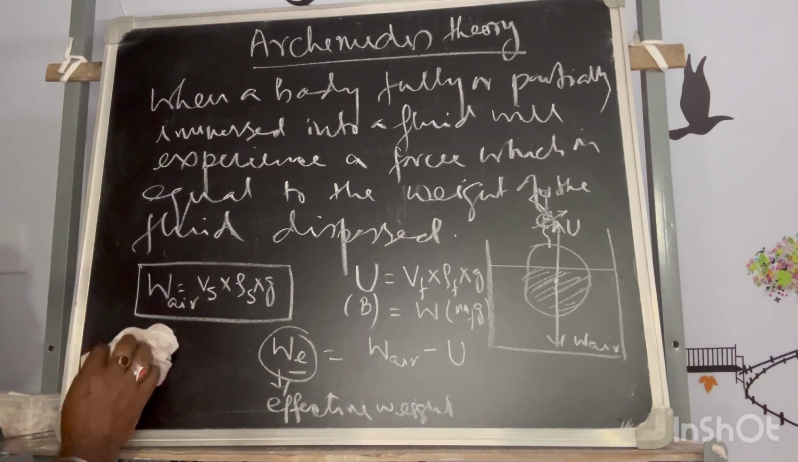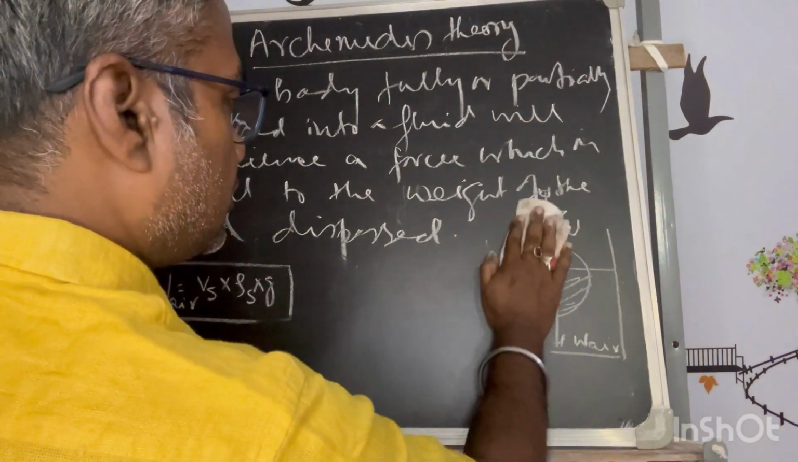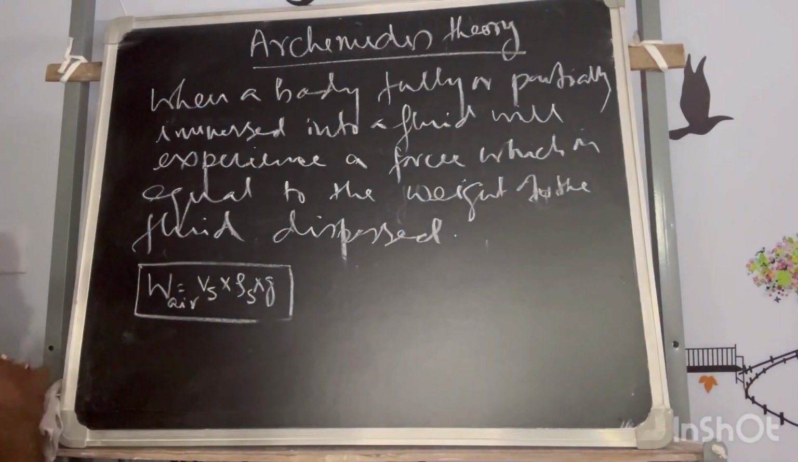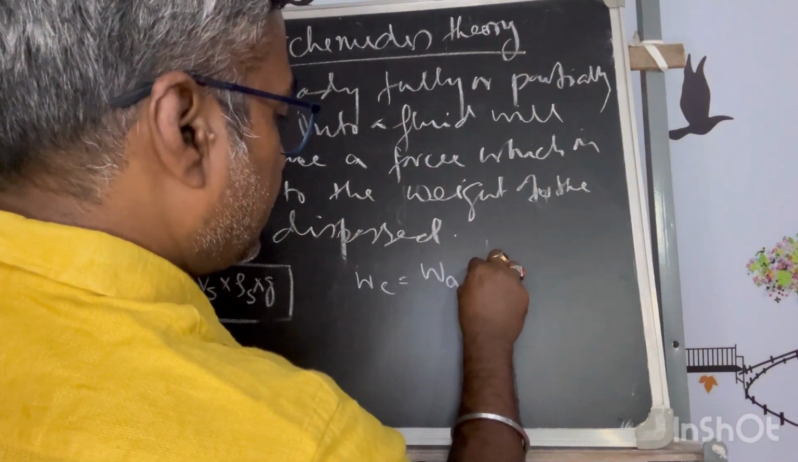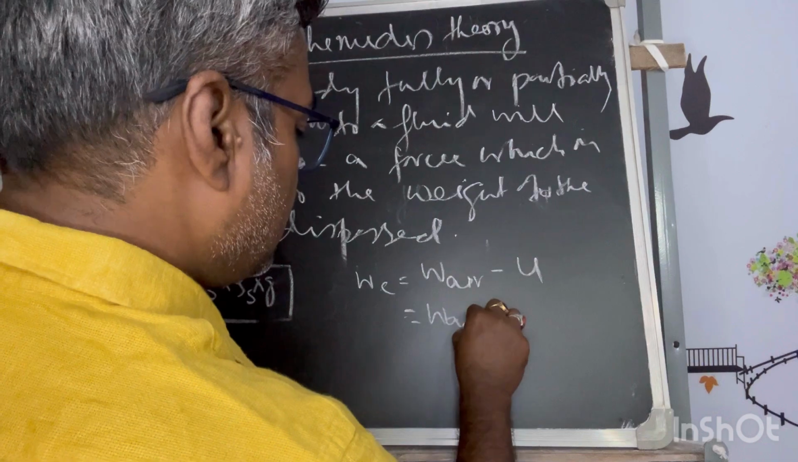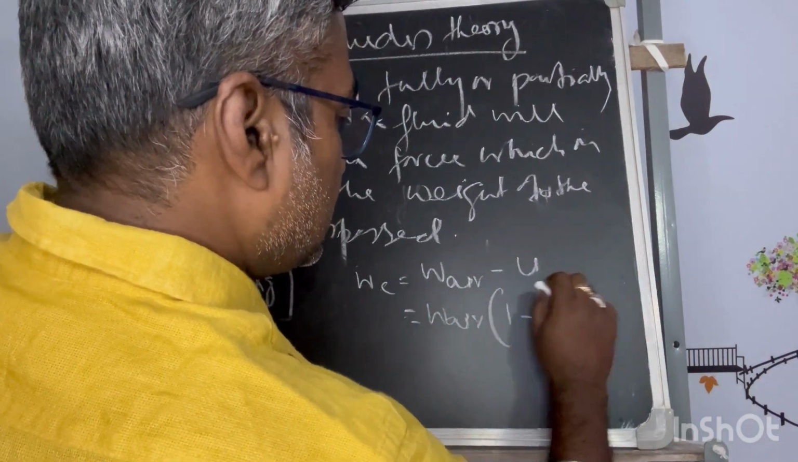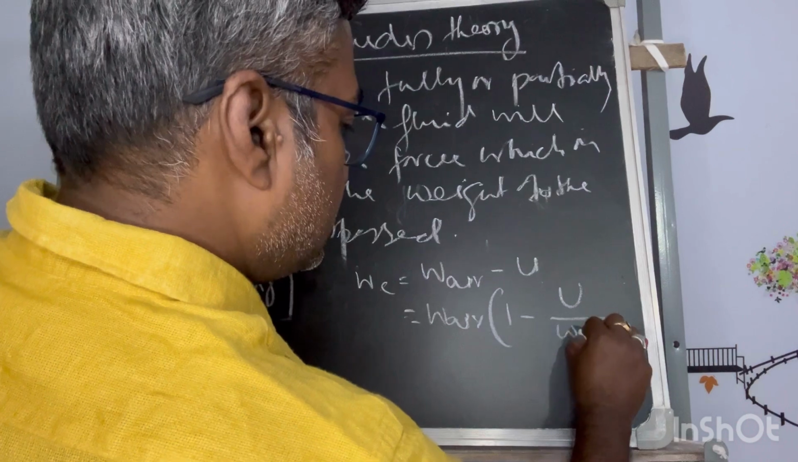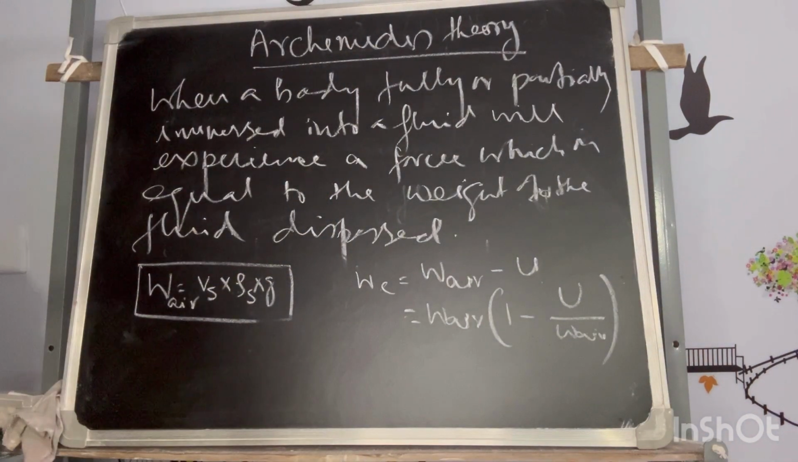Now if I put this into the equation, the effective weight is equal to W air minus upthrust. If I put it in shape, it becomes W air times (1 minus upthrust by W air). This will be the case.